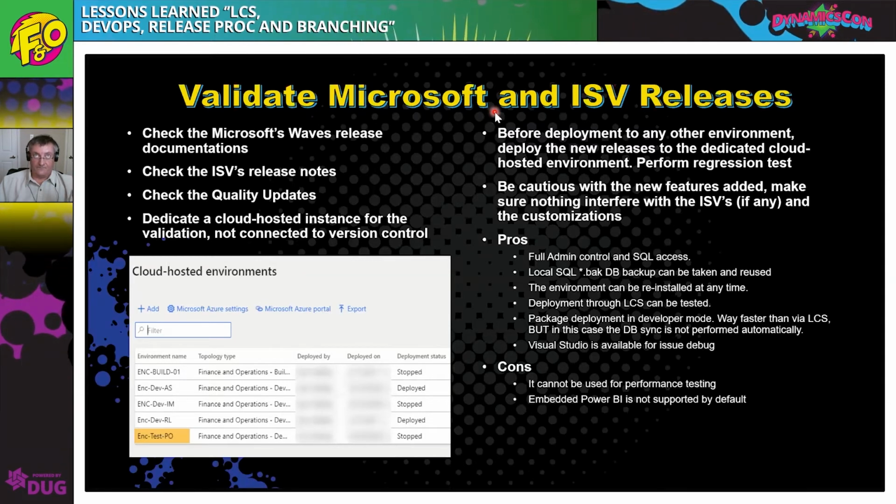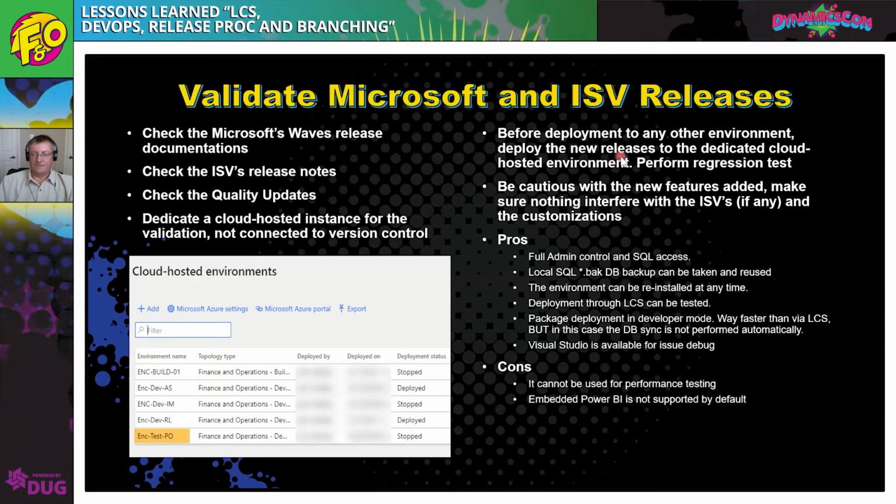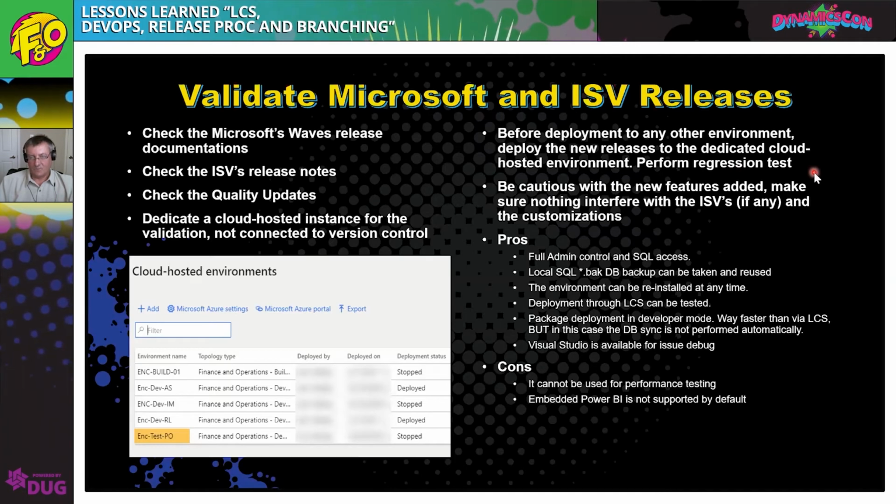So we found it very helpful to dedicate a specific environment just for pre-testing what Microsoft and the ISV release. We take the release, create the package, and deploy it to that one tier 1 test box under the cloud-hosted, Azure-hosted environments, and do the performance, regression, and smoke testing there before doing anything else.